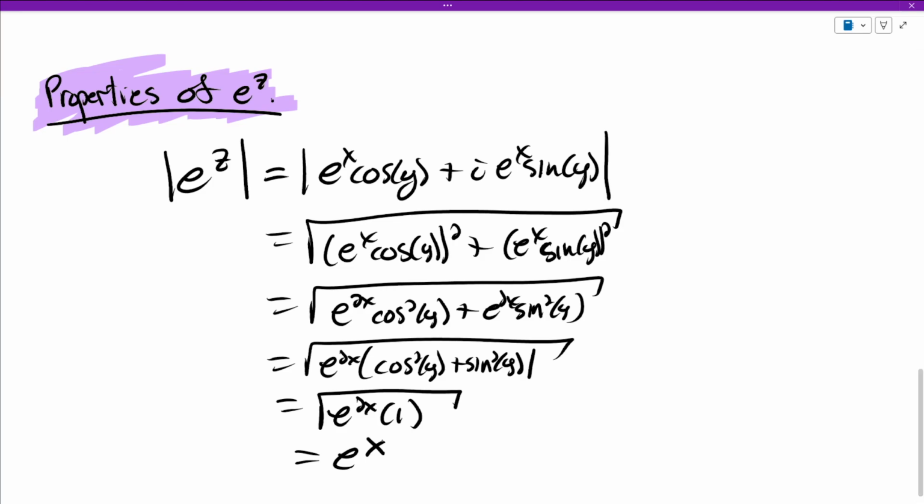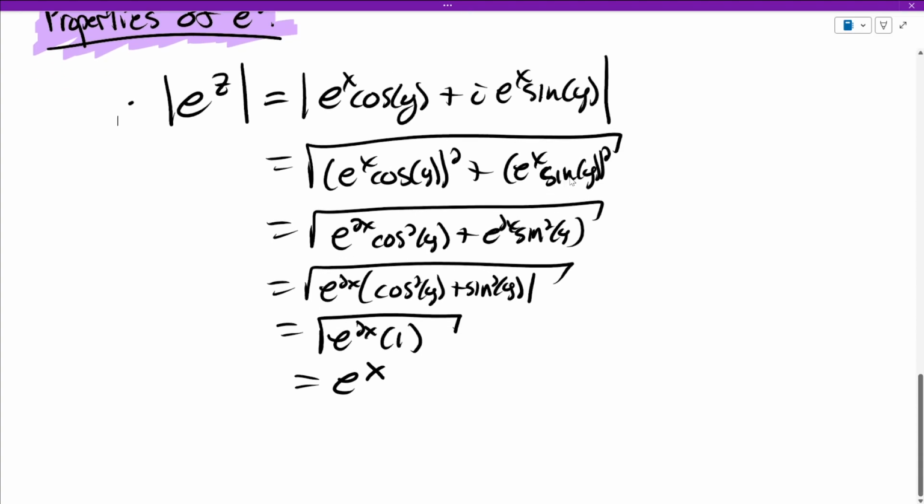And the exponential function is always positive, so we don't have to introduce the absolute value. So in particular, the size of the complex exponential is controlled by the size of e to the real part. So that's going to be a good fact to remember. Let's highlight it.